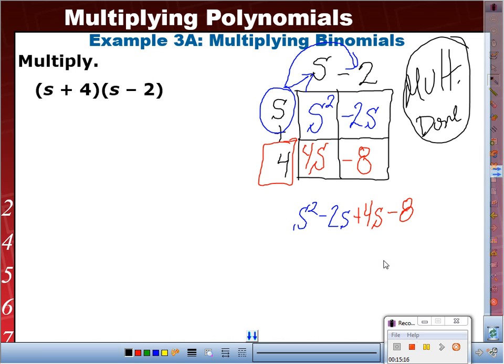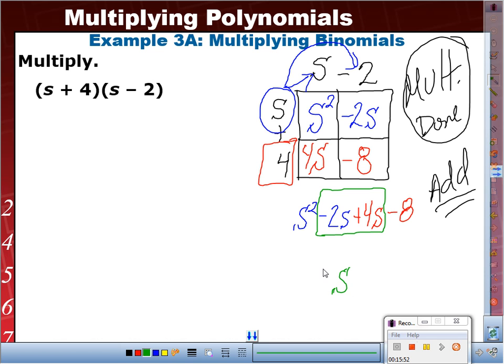Now, if you look at this, this looks familiar from our lesson on adding and subtracting polynomials. Doesn't it look familiar? At this point, I'm going to check if I can add. But what needs to be the same? The exact same variable with the exact same exponents. Do you see anything that we can combine? Negative 2S and the positive 4S. Is that correct? Since they have the same variable, I write it down here.